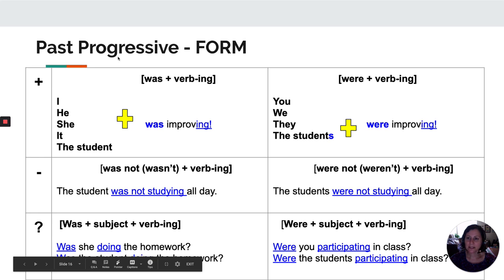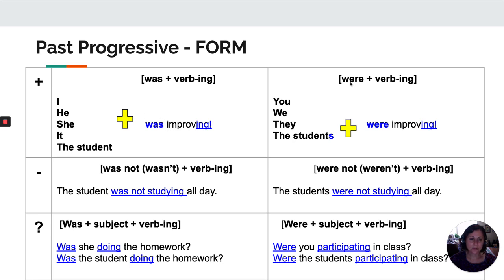Let's talk about the progressive past now. So to make the past progressive, we use was, the verb, and -ing, like I was improving, or he was improving, she was improving, it was improving, or a singular noun, the student was improving. So we use was. However, you can also use were. You're going to use were if the subject is you, we, they, or a plural subject, like the students. You were improving, or the students were improving. So basically you have was and were and the -ing.